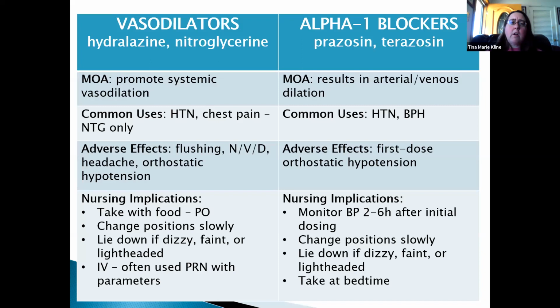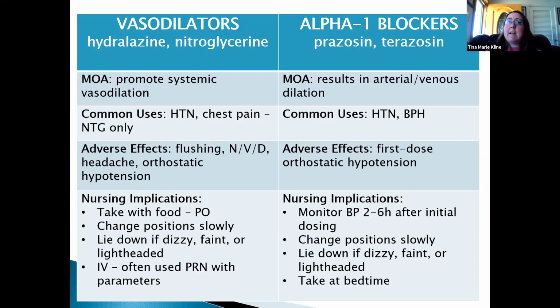Your alpha-1 blockers, these are a newer class of medication, not always routinely used for hypertension. Usually we get to these if the other things aren't really working. If your patient has hypertension and also has BPH, you can kind of kill two birds with one stone here because it is helpful with that.